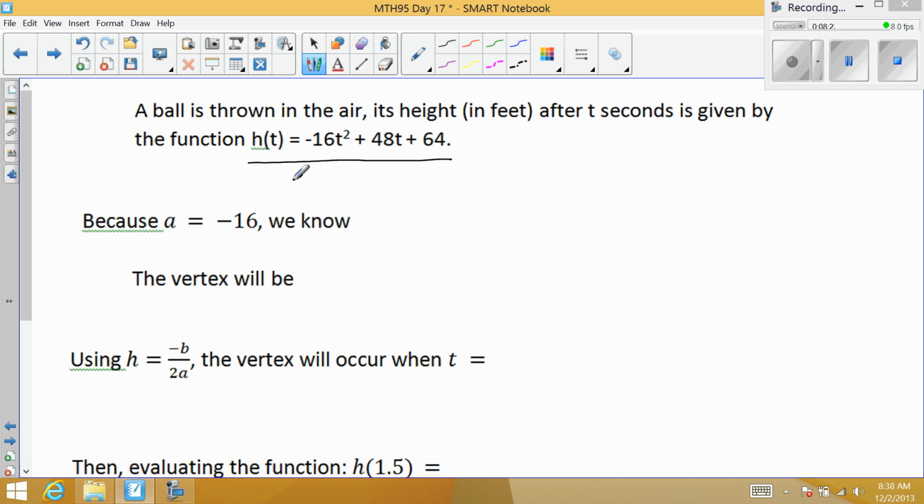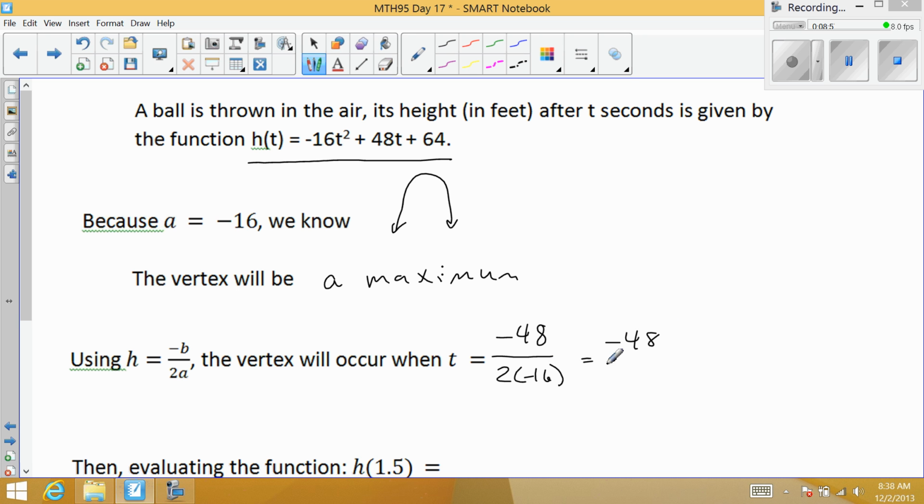Looking at the function, because the leading coefficient a is negative 16, we know that this is going to be a parabola that's upside down. So the vertex will be a maximum. And what's going to happen at the vertex, that's going to be the highest height that the ball reaches. So using our formula, h equals negative b over 2a, the vertex will occur where t equals negative 48 over 2 times negative 16.